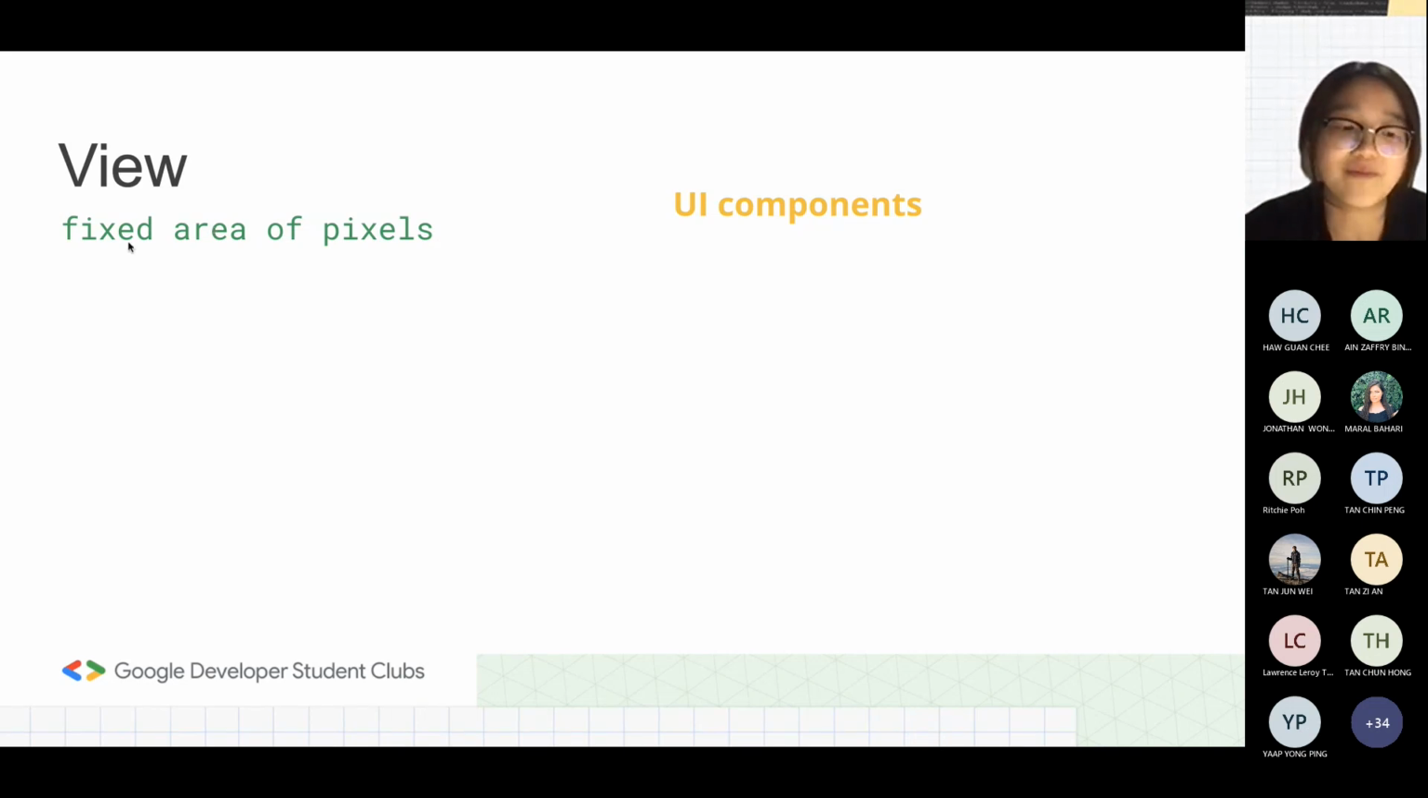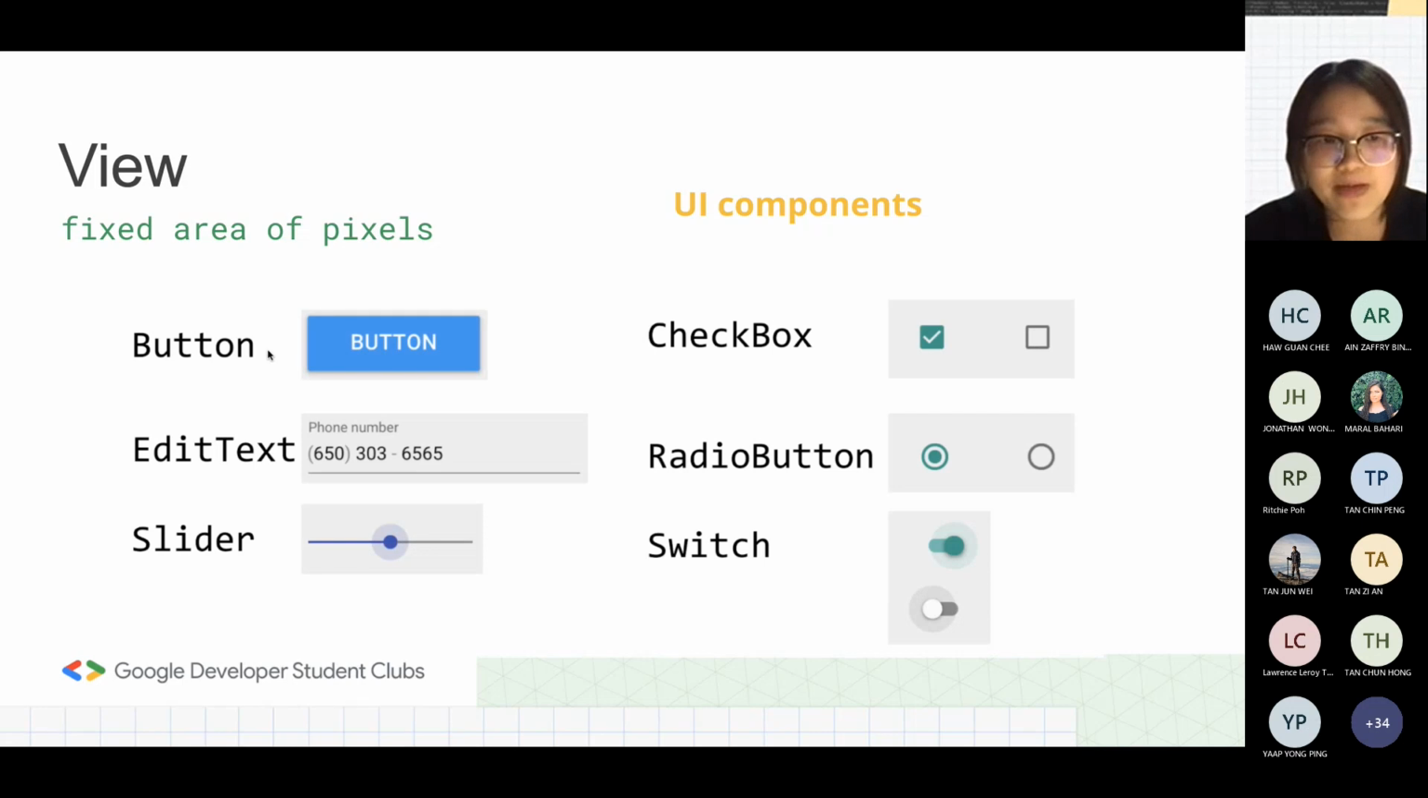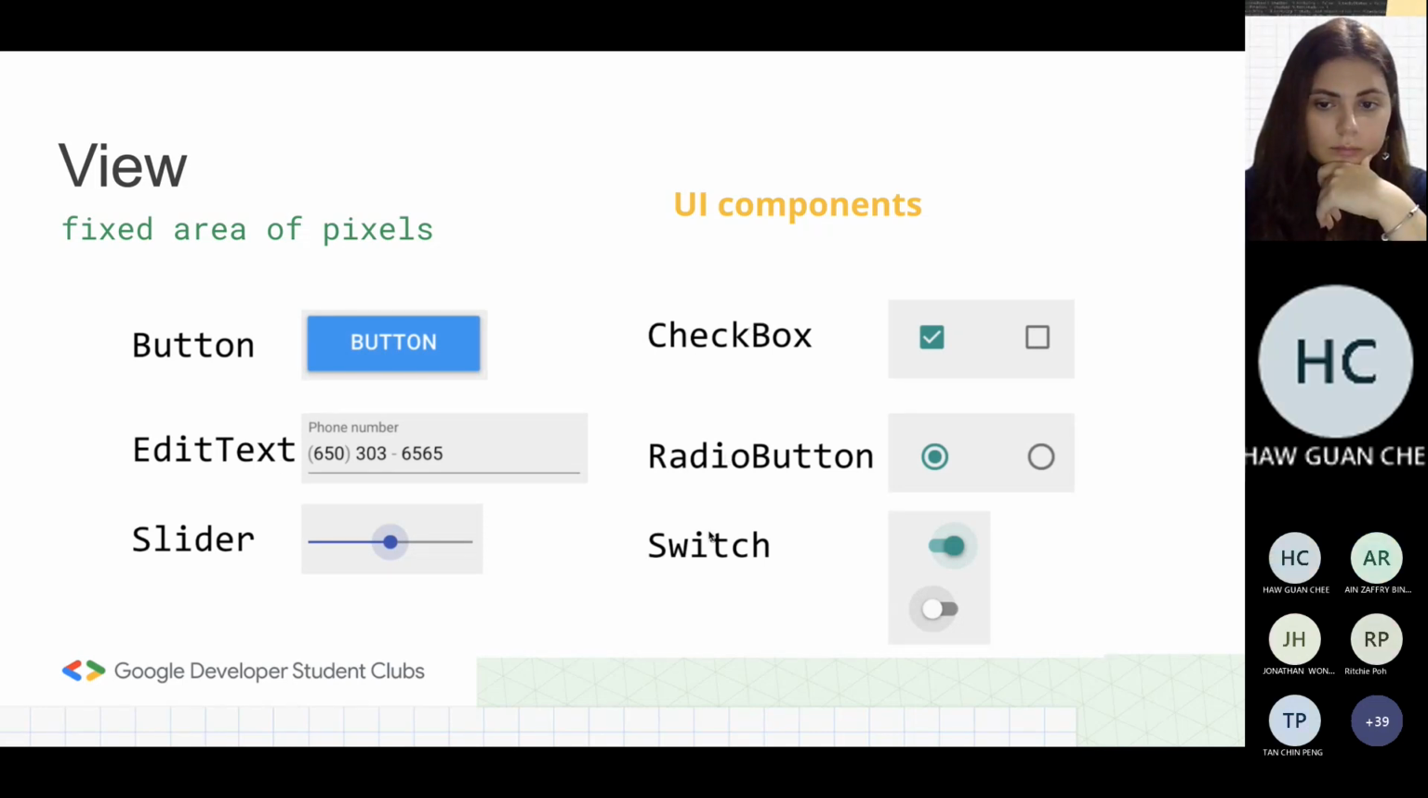So we say a view is a fixed area of pixels, think of what your eyes see, and the same in mobile phones. In Android, we provide many views like the button, the edit text, the slider, checkbox, radio button, switch, and so forth.